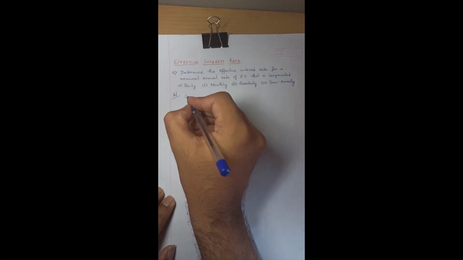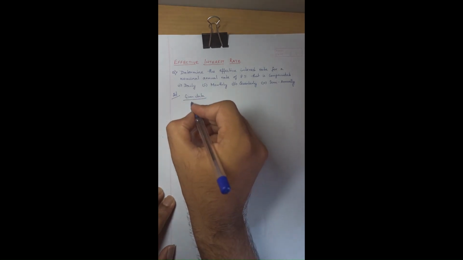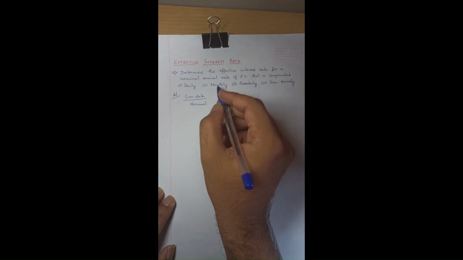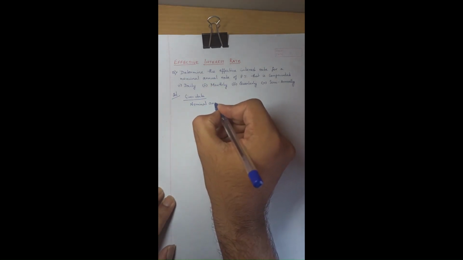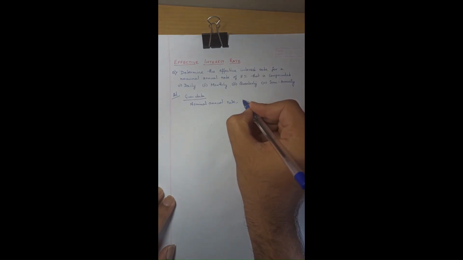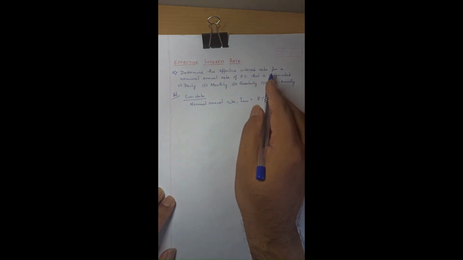Given data: nominal interest rate, or annual rate, which is I nominal, is equal to 8%. Now we are supposed to determine the effective interest rate.